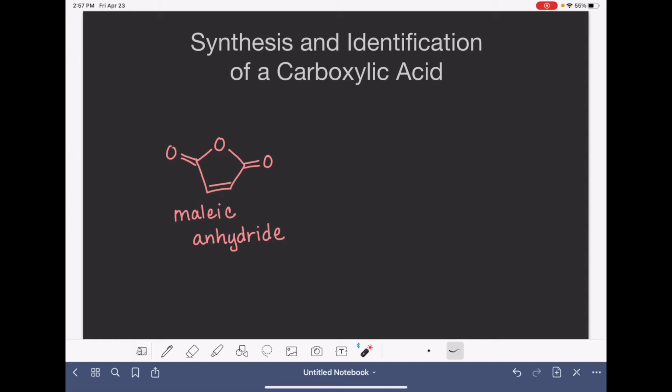In this experiment, I'm going to be synthesizing and identifying a carboxylic acid. To synthesize the carboxylic acid, I'm going to use this molecule called maleic anhydride, and I'm going to react the maleic anhydride with solid zinc and a little bit of hydrochloric acid. This is going to give us an unknown carboxylic acid.